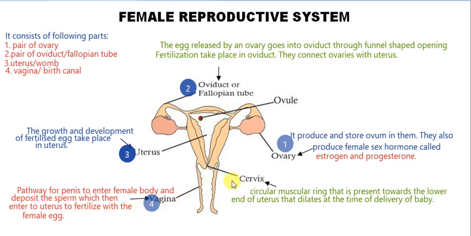And the last is the cervix. The cervix is a circular muscular ring present towards the lower end of the uterus, that dilates at the time of delivery of the baby. So these are the parts present in the female reproductive system. This is important for the exam. So the diagram and the function of all of these you should understand and learn properly. Okay, thank you.